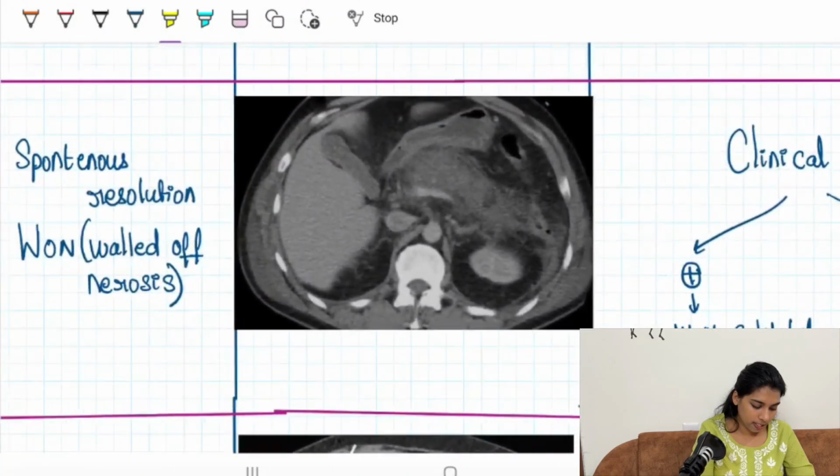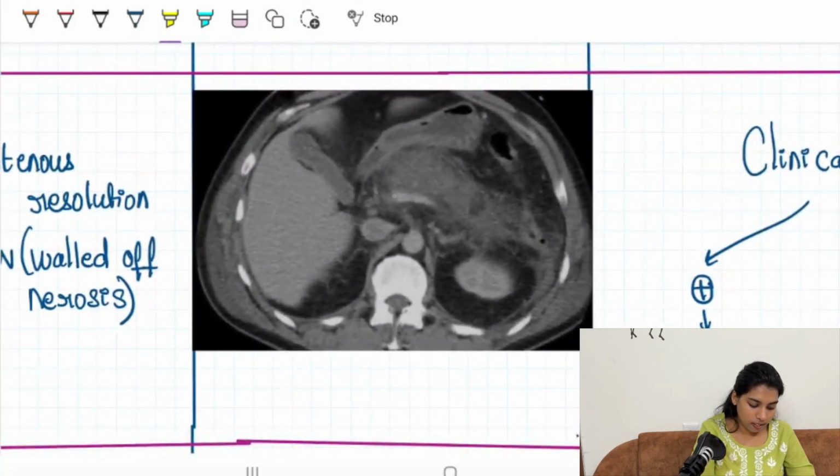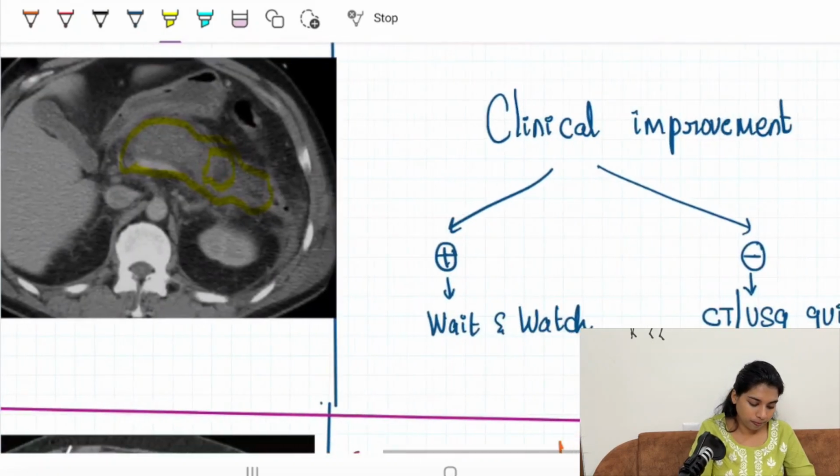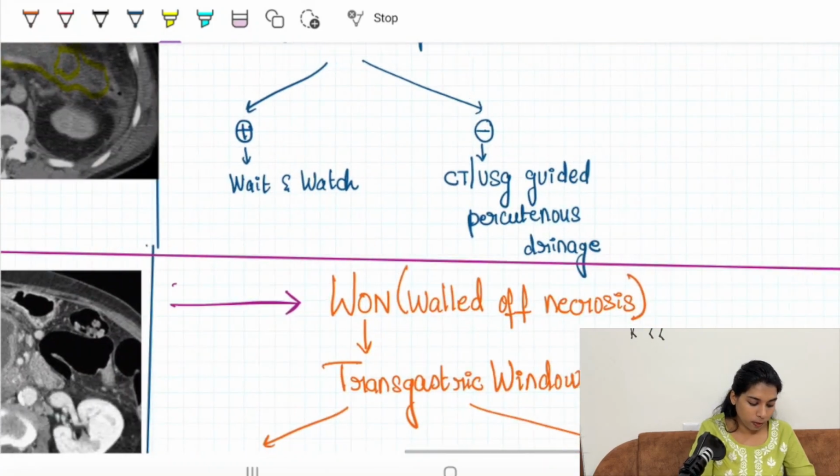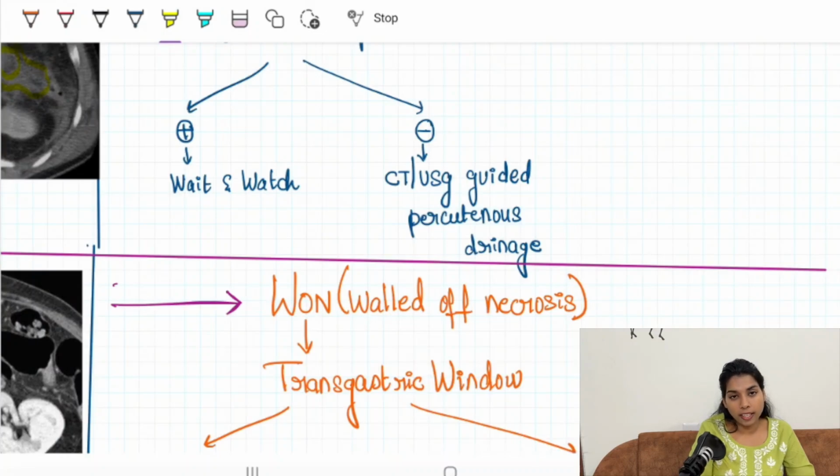Looking at the case scenario, we can see that the pancreas is bulky with peripancreatic fat stranding. However, in the center, you can see an area which is showing non-enhancement. This is suggestive of an acute necrotic collection. So how do you treat it? You can wait and watch if the patient is showing clinical improvement. However, if the patient is worsening, you have to do CT or ultrasound guided percutaneous drainage.